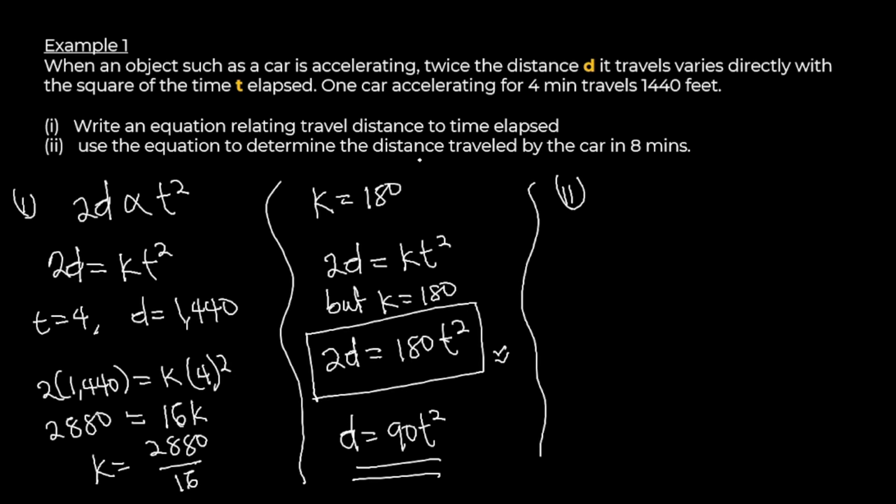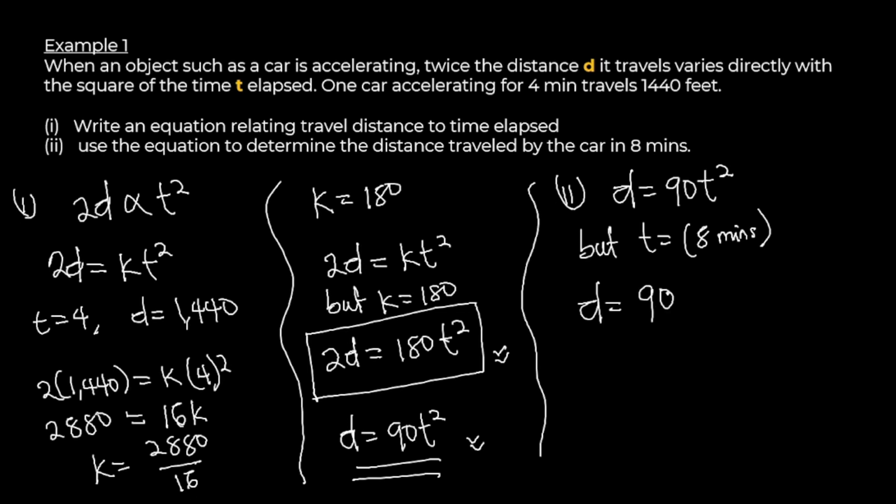We are to use the equation to determine the distance traveled by the car in 8 minutes. This is very easy. Using the relationship we've established over here, we have d is equal to 90t squared. But we know that our time is 8 minutes, so we do the substitution. We have 90 multiplied by the time, which is 8 squared.